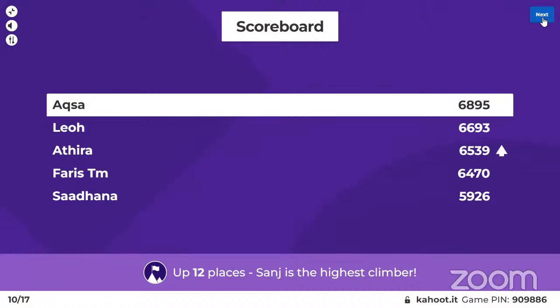Top 5. Yes, there's been slight disturbance in the podium. The rest of the 3 toppers still remain the same. Aqsa, Leo, Saadhana remain there. Athira has gone up with 6,500 points. Very close right behind Athira is Faris at 6,400 points. It's quite an interesting game that's happening at number 2, 3, and 4. Leo, Athira, and Faris. 12 places up has climbed up Sanj. That's great going.